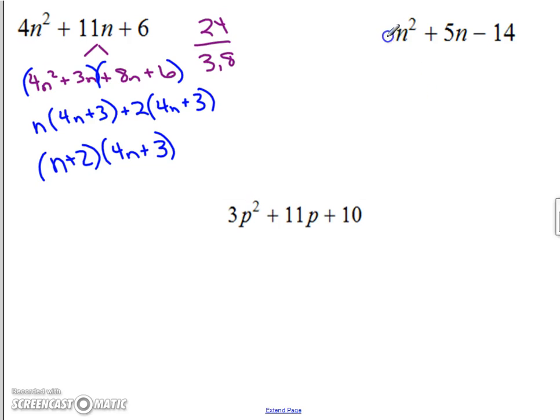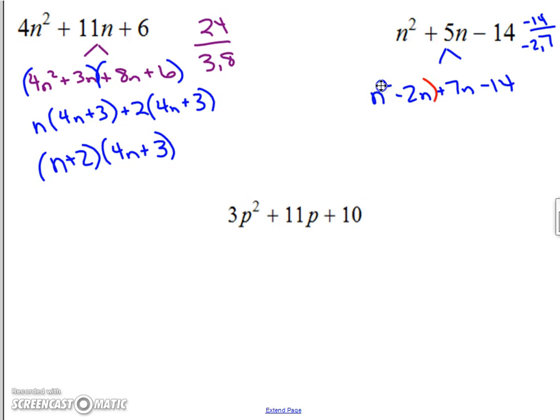I multiply my a times c, so 1 times negative 14 gives me a negative 14. I want to know the factors of negative 14 that give me a positive 5. One has to be positive, one has to be negative. So it's a negative 2, positive 7. I break down my middle term: n squared minus 2n plus 7n minus 14.